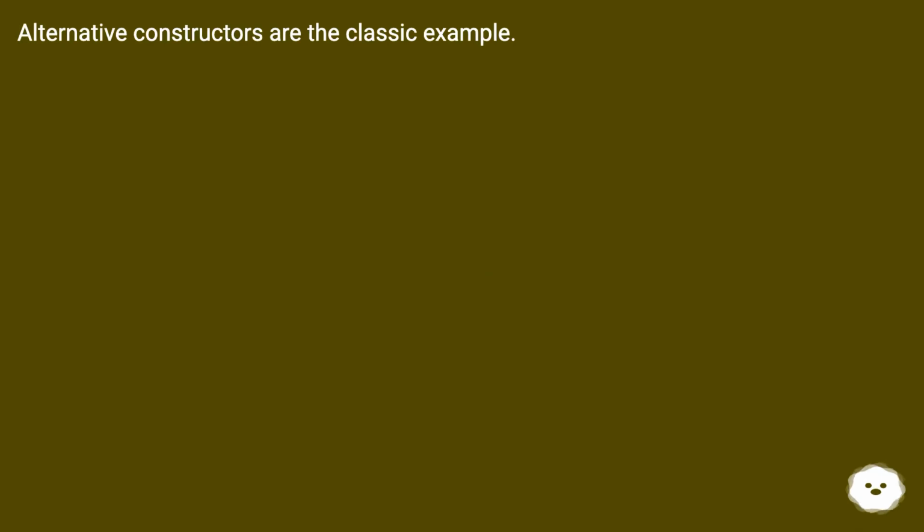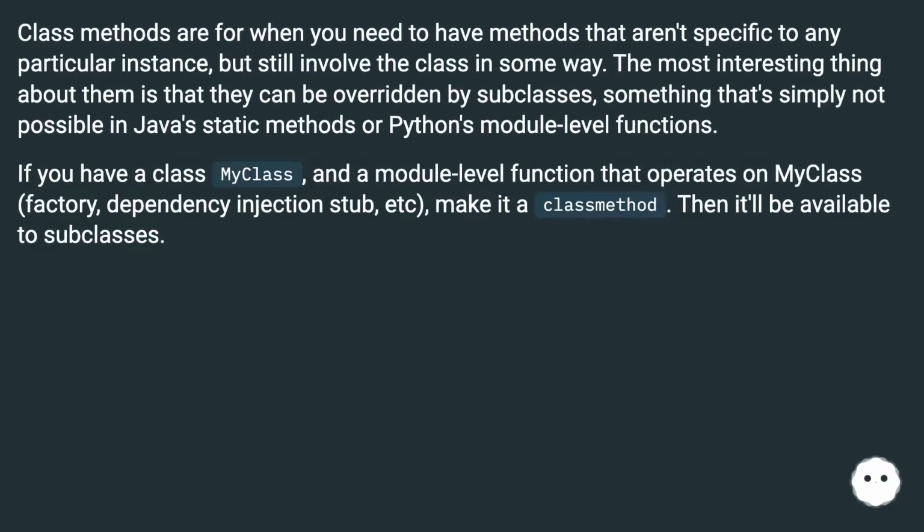Alternative constructors are the classic example. Class methods are for when you need to have methods that aren't specific to any particular instance, but still involve the class in some way. The most interesting thing about them is that they can be overridden by subclasses, something that's simply not possible in Java's static methods or Python's module-level functions. If you have a class myClass, and a module-level function that operates on myClass (factory, dependency injection stub, etc.), make it a class method. Then it'll be available to subclasses.